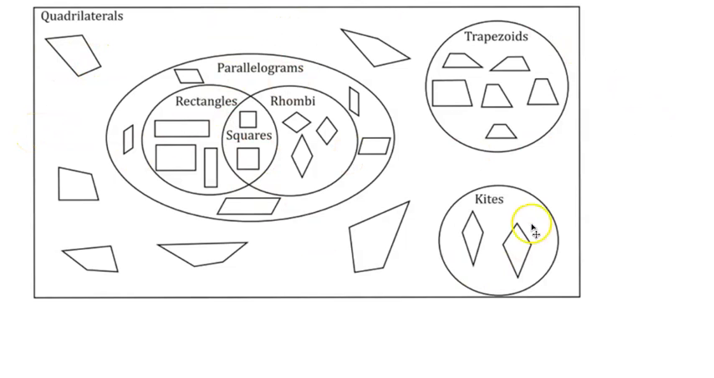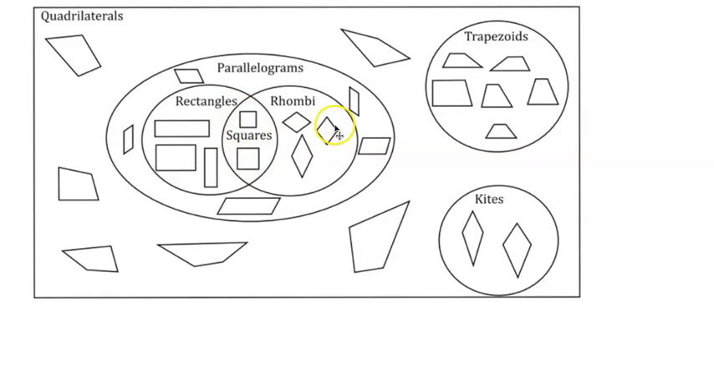Everything here is a quadrilateral. It all has four sides. And then after that, they are labeled basically generally by how many parallel sides they have. Parallelograms have two sets of parallel sides, and there are some special cases: rectangles, which are equiangular, rhombi, which are equilateral, and then squares, which are both.